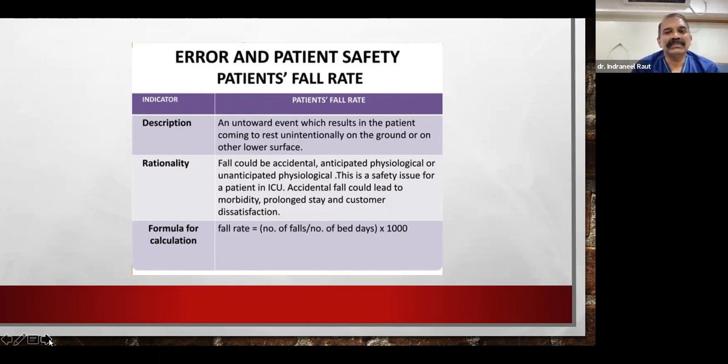One of the indicators of patient safety is the patient fall rate. A patient fall in the ward I can still understand, but in the ICU it is really embarrassing for the unit heads and the ICU heads, because it reflects poor care in the ICU if patients are falling down from the bed. So, untoward events which result in the patient coming to rest unintentionally on the ground or on a lower surface could be accidental, anticipated or unanticipated physiological. How do you measure fall rate? Fall rate equals number of falls over number of bed days, times 1,000.